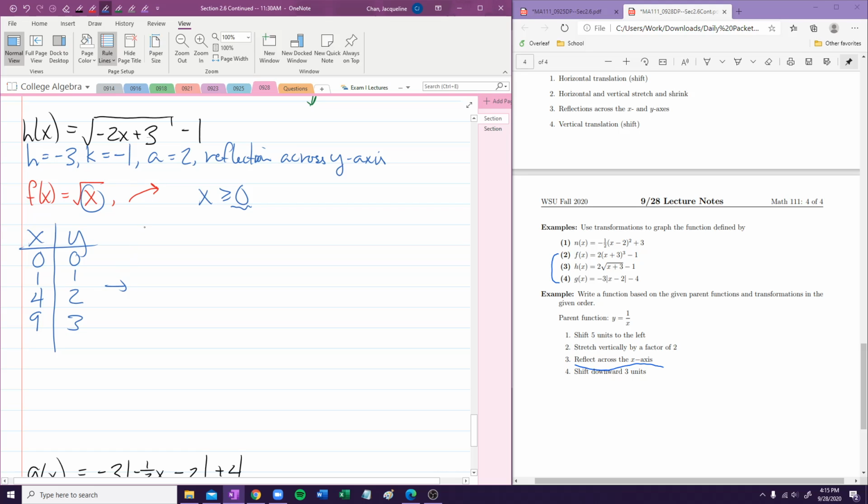Okay. So now we're going to follow the steps over here. First of all, we want to do the horizontal translation. And if you want, you could write this part last. You can actually put it in order. So you say h is -3. Then you can talk about your reflections, or your stretches or shrinkings. And we have the reflection, and then you can put the k equals -1. Okay, if you want to go in order.